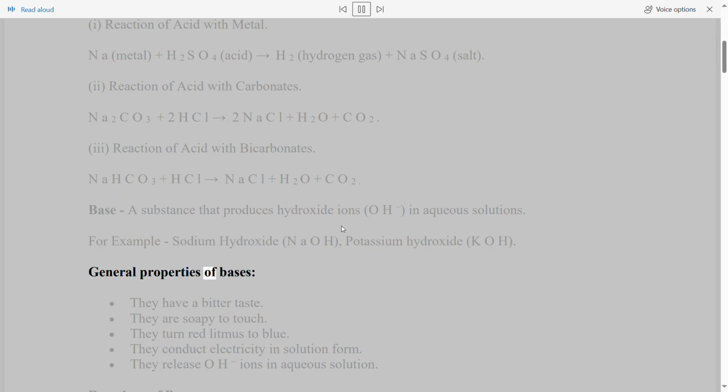General properties of bases: they have a bitter taste, they are soapy to touch, they turn red litmus to blue, they conduct electricity in solution form, and they release OH- ions in aqueous solution.